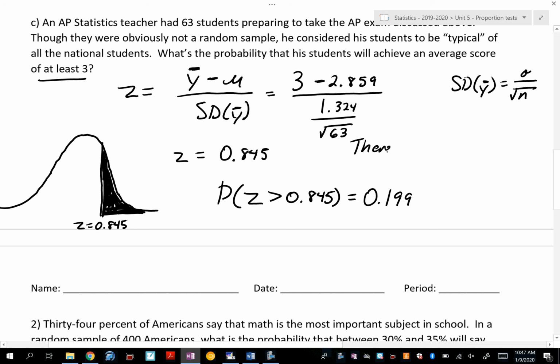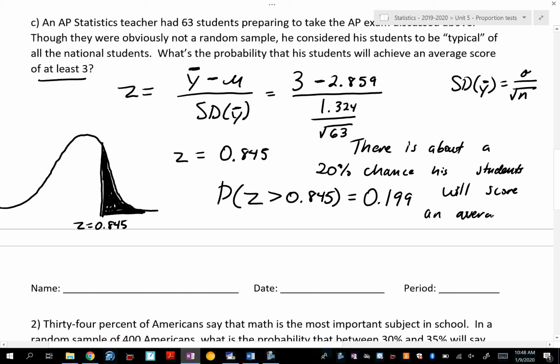So there is about a 20% chance his students will score an average of 3 or higher. Okay, as you finish writing that, think what questions are coming up during that process.